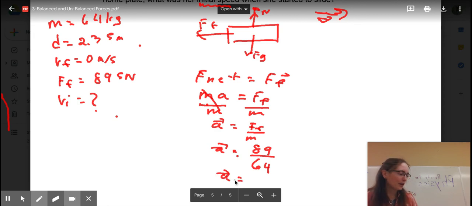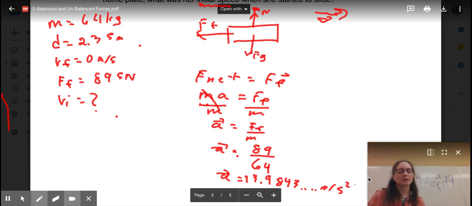Okay. Put that in your calculator. You are going to get the lovely value of 13.9843... meters per second squared. So let's stop here and think about this for a moment.